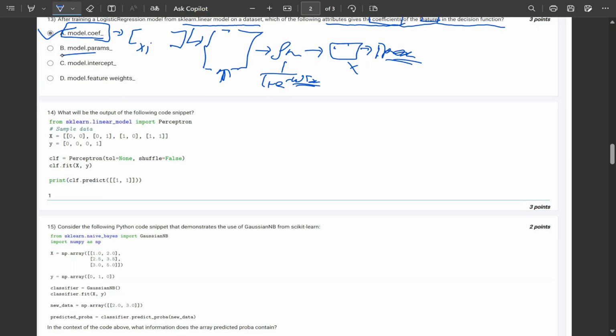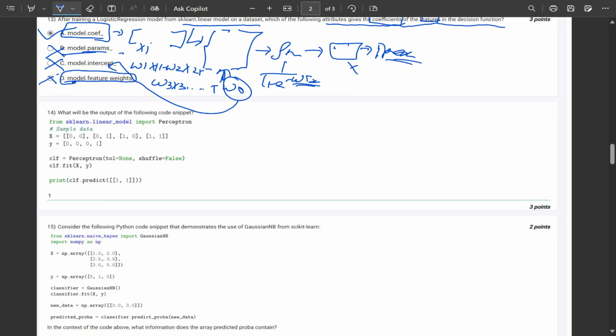Model.params will give you the parameters, so this is wrong. Model.intercept will give you the intercept value of w1 x1 plus w2 x2 plus w3 x3 and so on, plus w0. So this w0 will be returned for this. And model.feature_weights will just give you the weight of the feature that is given to it, but it is not always going to work here.